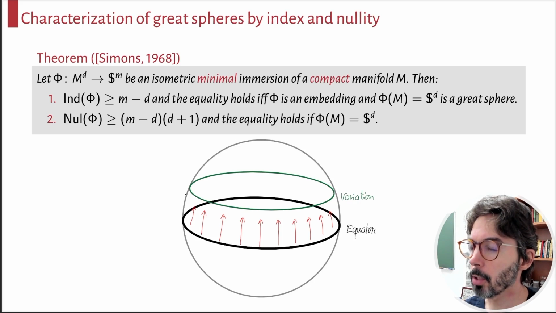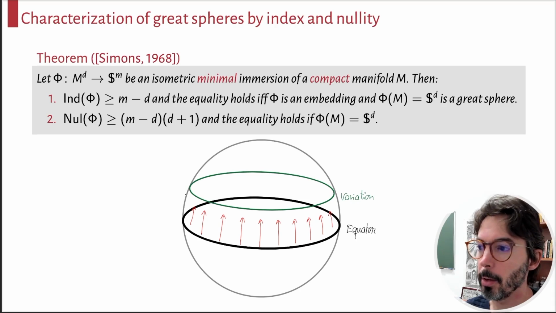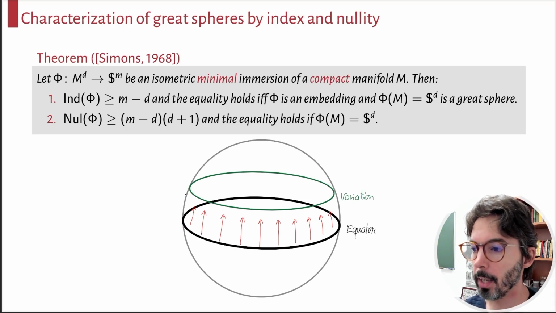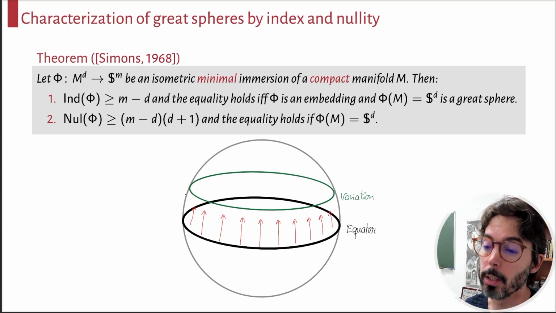And Simons also characterized the spheres by their nullity. So the nullity of a minimal immersion is always bigger than or equal to the codimension times the dimension plus 1, and the equality holds only in the case of a great sphere. I just recall this picture that shows the lowest dimension example: we are in S2, and we consider a minimal immersion, which in this case is an equator. Then we actually see that we can deform the equator, decreasing the length, so the equators are actually not stable.